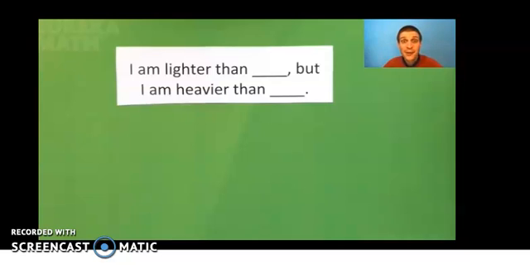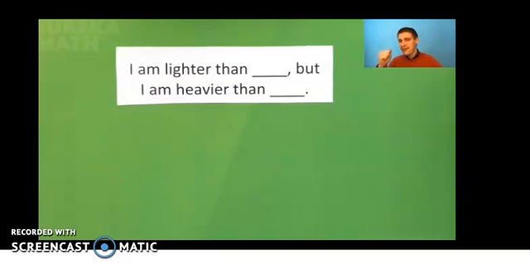I bet you have some awesome pictures that show what you are lighter than and what you are heavier than. Turn to your friend or partner at home and tell them what you drew. Make sure you use the words lighter than and heavier than when you show them your pictures. If you need more time to tell your friend about your pictures, you can pause the video now.